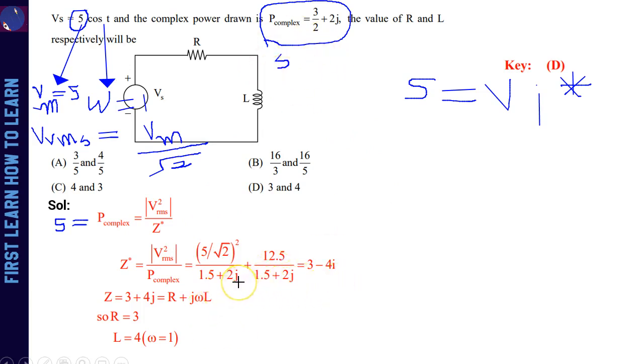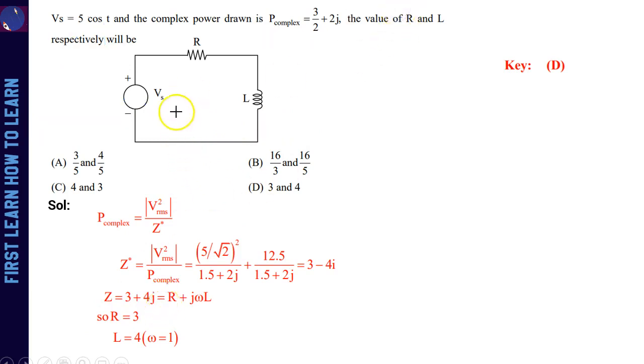On calculation we get the Z star value as 3 minus 4j. When you apply conjugate on both sides, we get Z, or the actual impedance value, as 3 plus 4j. For this circuit, if you look from the point of the source, the resistance offered by this circuit, in other words the impedance offered by the circuit, because it is an AC source, is given by Z is equal to R plus j omega L. So when we compare R plus j omega L with 3 plus 4j, we are going to get the values of R and L.